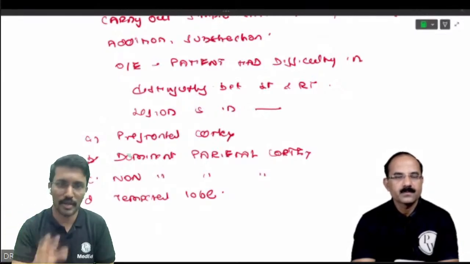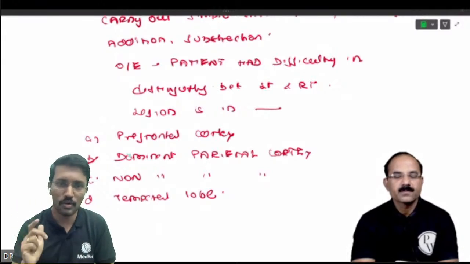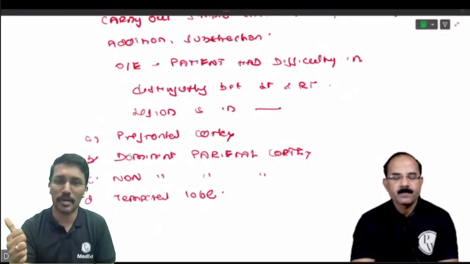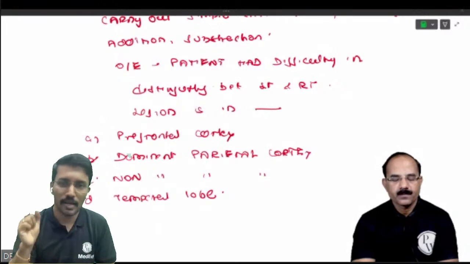There is a damage to the angular gyrus. That's my interpretation. Whether there is a tumor or whether there is a stroke or there is an abscess, what is causing the damage? For that, I need MRI, right? Otherwise, where is the damage? That can be assessed purely on clinical grounds.